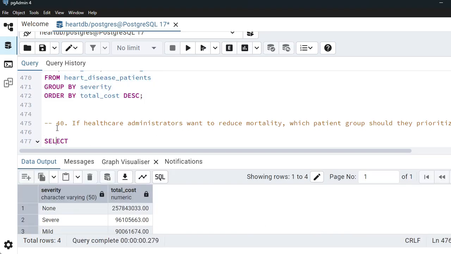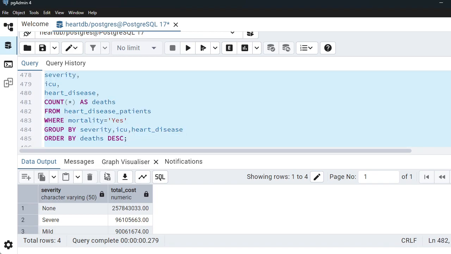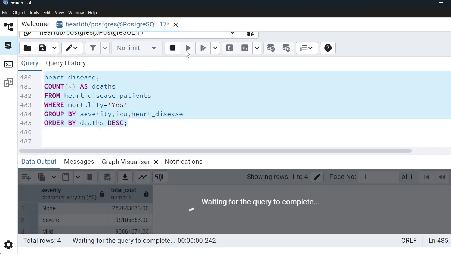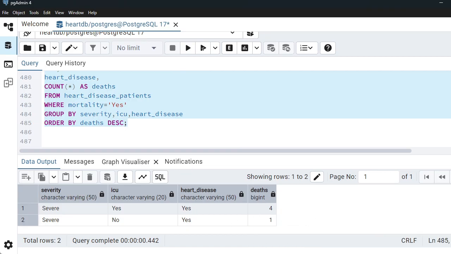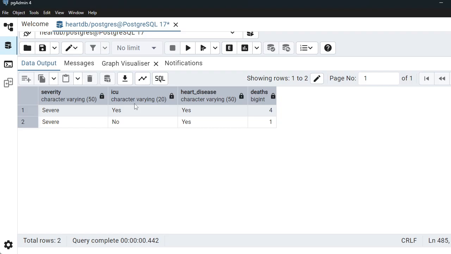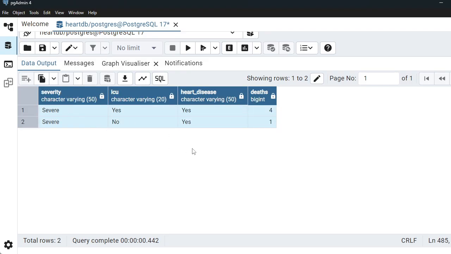Alright, the last question says that if healthcare administrators want to reduce mortality, which patient group should they prioritize the most? If I run this, I'm going to see the patients to prioritize the most. Patients with severe. So now we have ICU yes, heart disease, and also death. These patients in this major group are the ones they have to prioritize the most, over all the other patients.